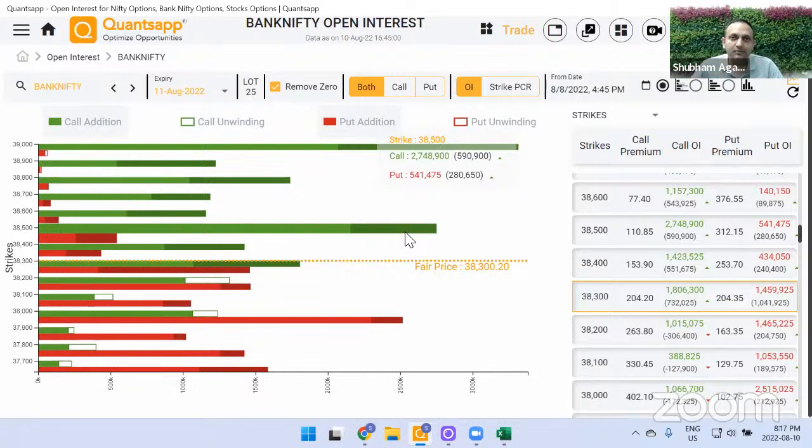So till the time you see that writers are shifting their strikes consistently on the upside, that is the time when the market is telling you that option writers are no more in control and they are losing money, right?